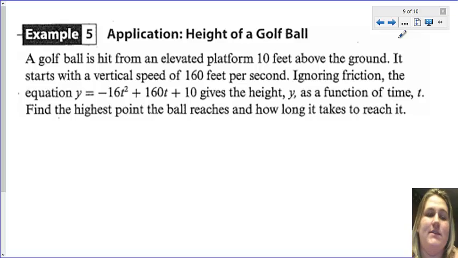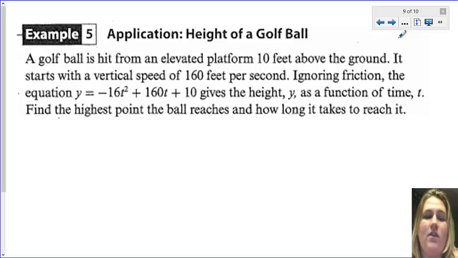Example 5, last example, says a golf ball is hit from an elevated platform 10 feet above the ground. It starts with a vertical speed of 160 feet per second. Ignoring friction, the equation y equals negative 16t squared plus 160t plus 10 gives the height y as a function of time t. Find the highest point the ball reaches and how long it takes to reach it.